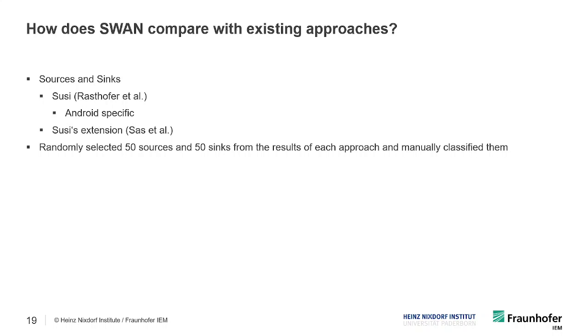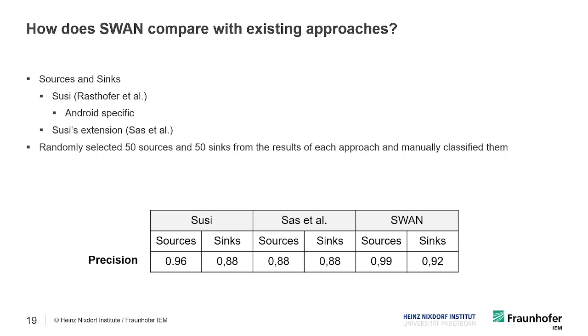Based on this, we are able to calculate precision, because we only have information whether the classified source and sink from each tool is true or false. So we calculated precision, and SWAN here showed the best results, but still, as you see, SUSI is still quite good, especially in sources classification.